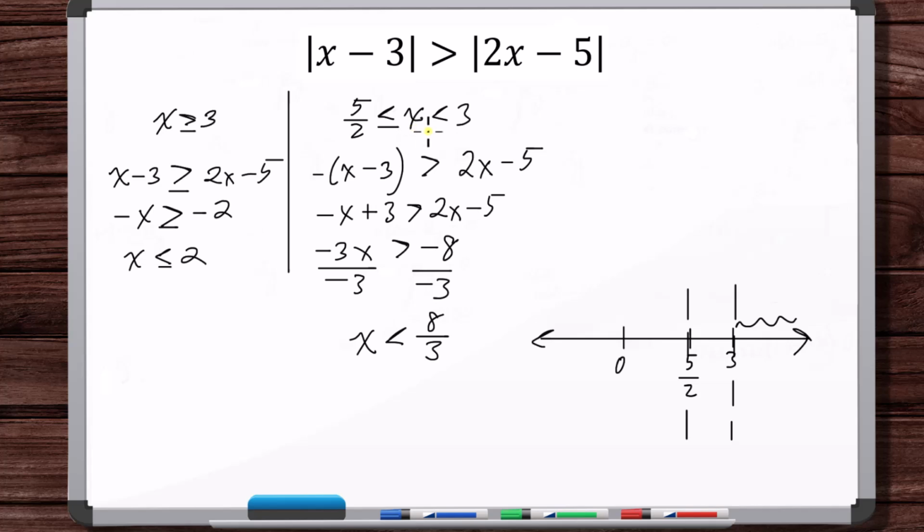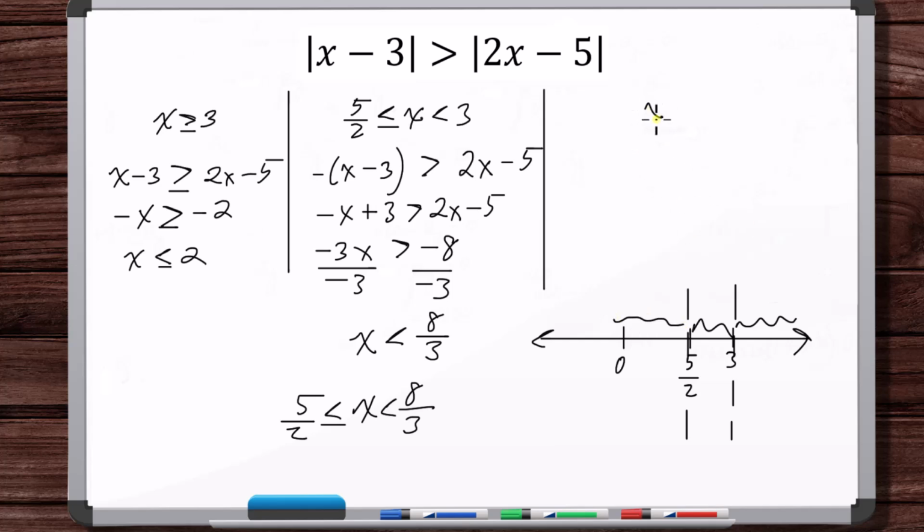Where does that overlap with this? So 3 times 3 is 9, so this 8/3 is less than 3. So we're in this region here, it's going to be x is less than 8/3 and greater than or equal to 5/2.